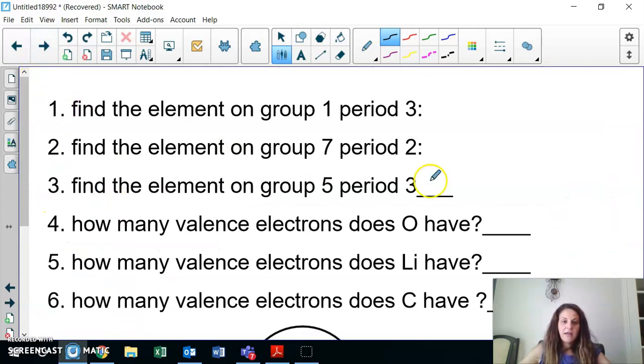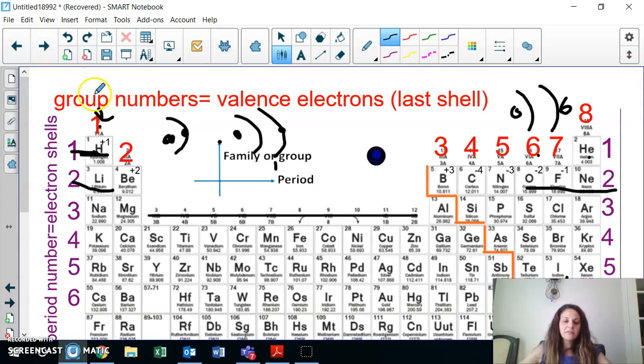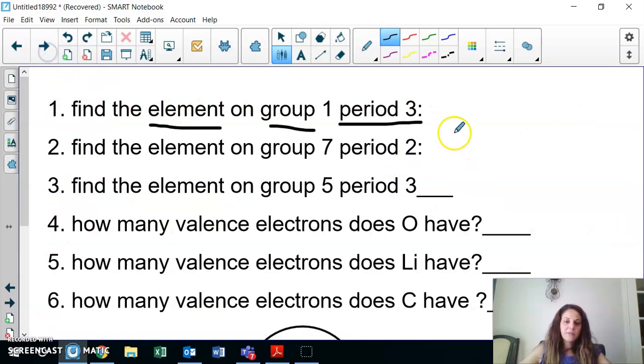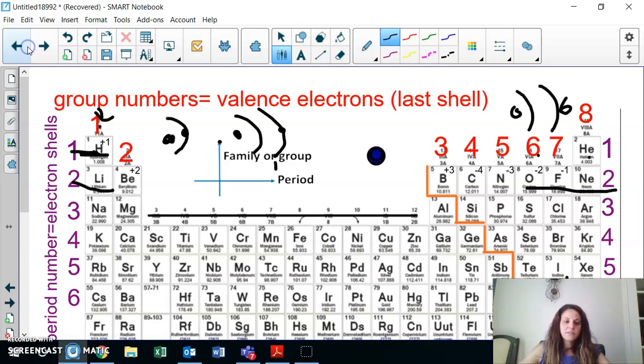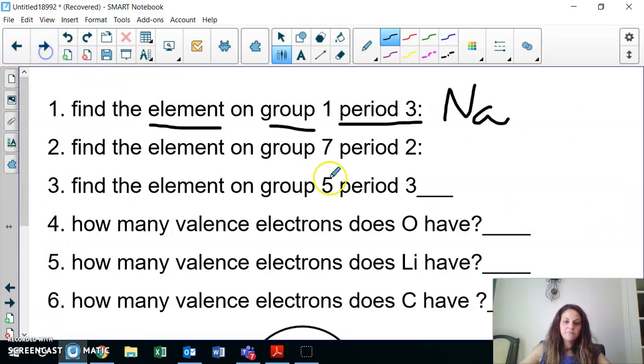What else? So we did the activity, find the element on group 1, period 3. So I'll give you a minute, take a look at your periodic table, and find the element that is on group 1, period 3. Group 1, period 3 is sodium. Exactly, sodium. Find the element on group 7, period 2. Group 7, over here. Period 2, fluorine.